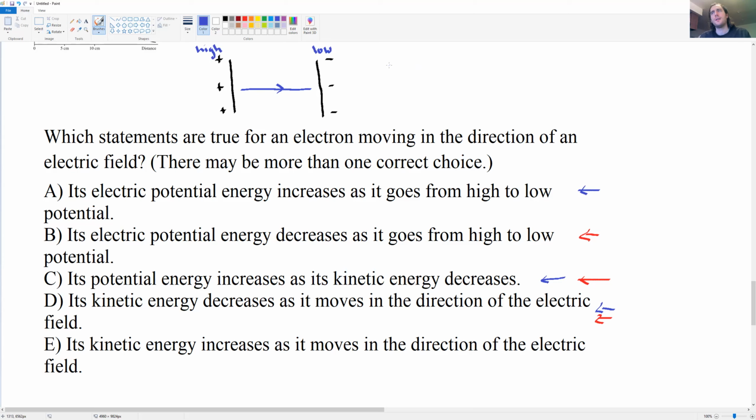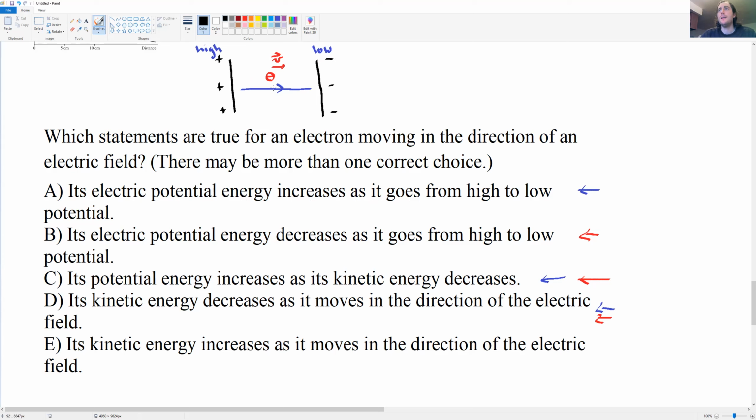So which statements are true for an electron moving in the direction of an electric field? So it's moving in the same direction as the electric field here. If this is my charge, let's say the charge is here, it has velocity in this direction, because it's moving in the same direction as the electric field. Okay, so again, let's recall, what are we trying to show here? We're looking at answer A. Its electric potential energy increases as it goes from high to low potential.